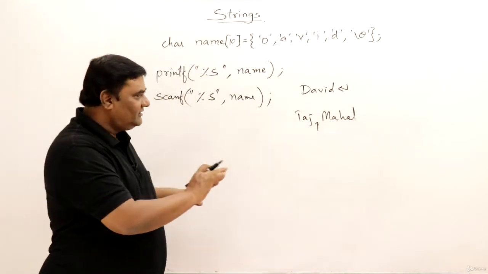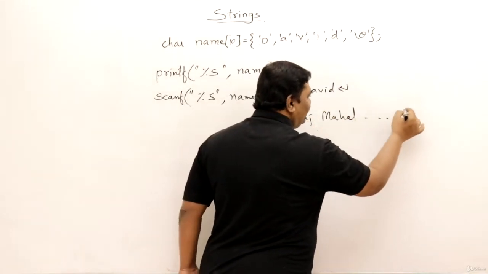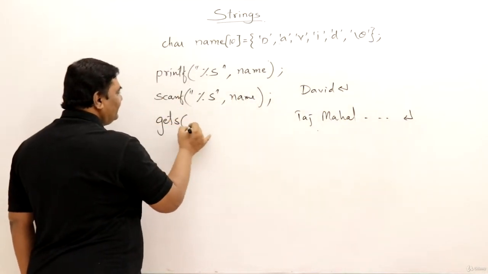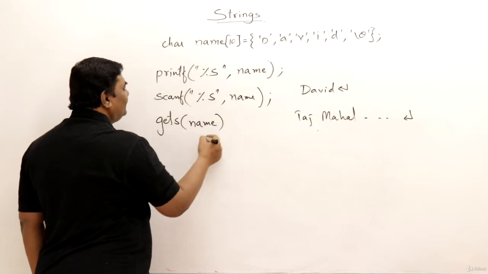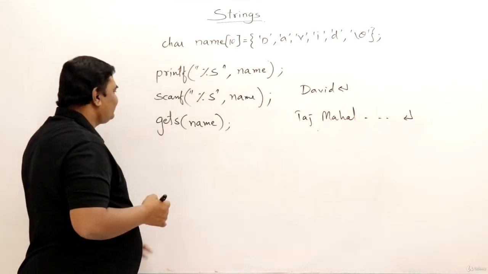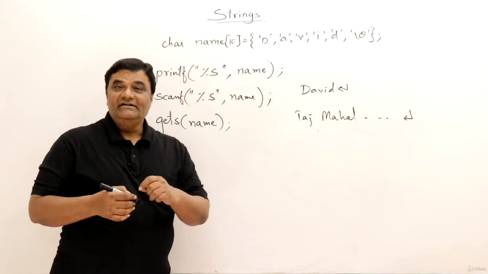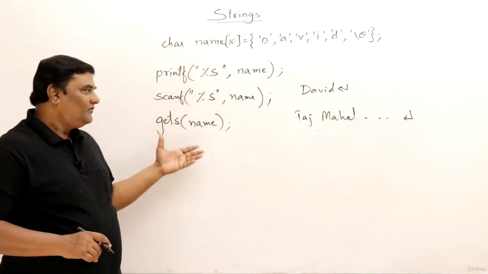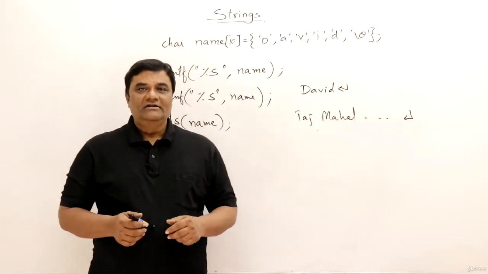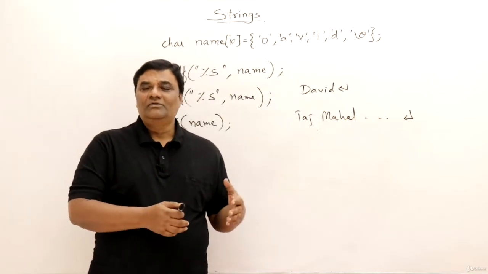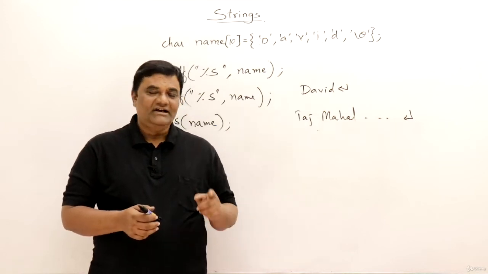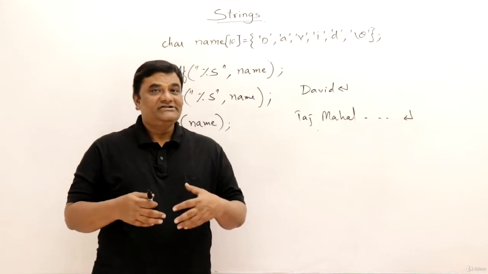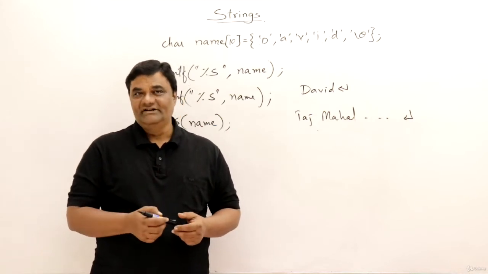So if you want to read all the words till you hit enter, then you can use a function called gets and give the array name. So get string, or gets, is a function for reading an entire string until you hit enter. The problem of scanf can be overcome with gets. So that's all about the string. We have learned about ASCII codes, the representation of a string, and the null characters. In the coming videos, we'll look at various operations upon strings.